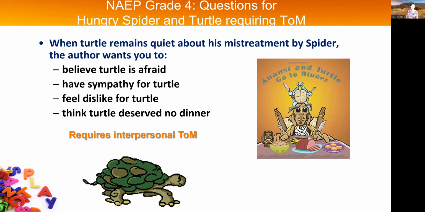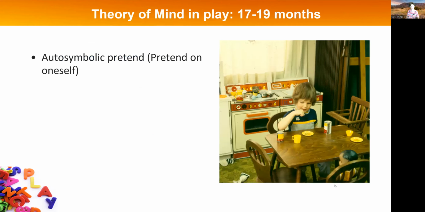So Turtle crawls back down the hill, washes his feet, crawls back up. But again, when the spider looks at him, he says, your feet are still filthy. Go wash them. By the time Turtle gets up to the spider's house the third time, Spider's eaten all the food. One of the test questions was, when Turtle remains quiet about his mistreatment by Spider, the author wants you to believe Turtle's afraid, have sympathy for Turtle, feel dislike for Turtle, think Turtle deserve no dinner. There's nothing in the story I just told you that gives you the answer to this question. You have to use your interpersonal theory of mind to answer that question.